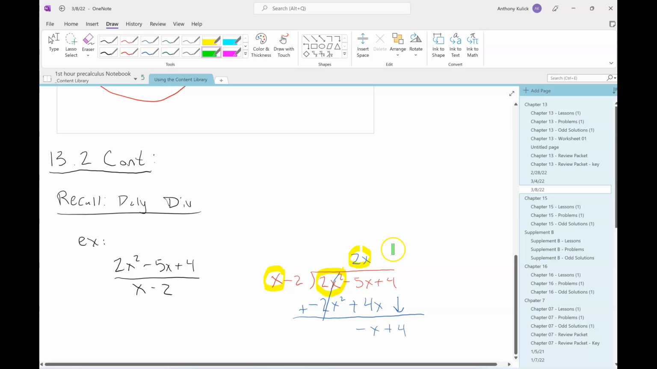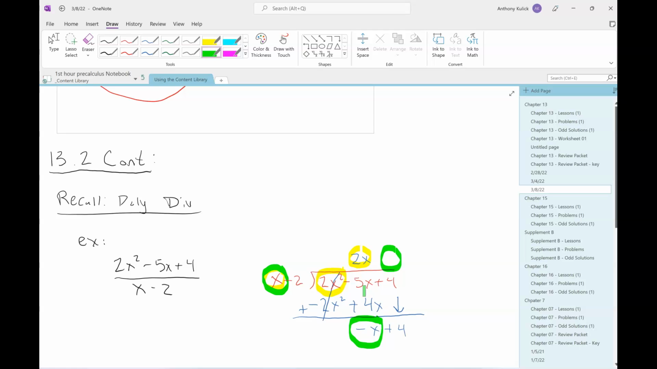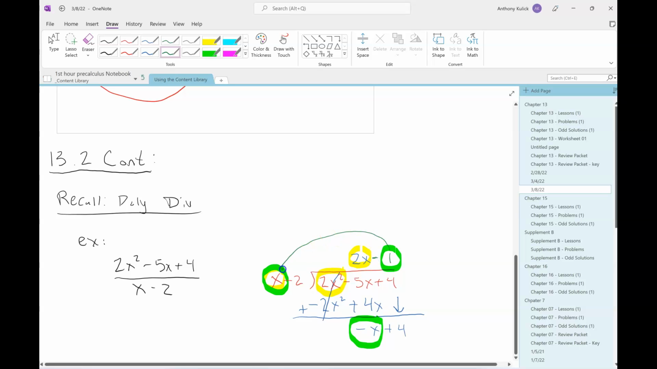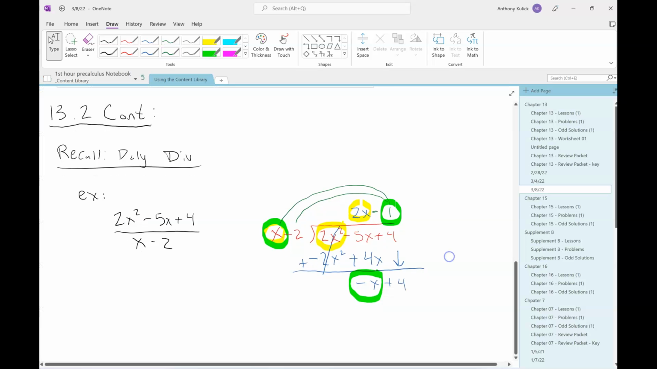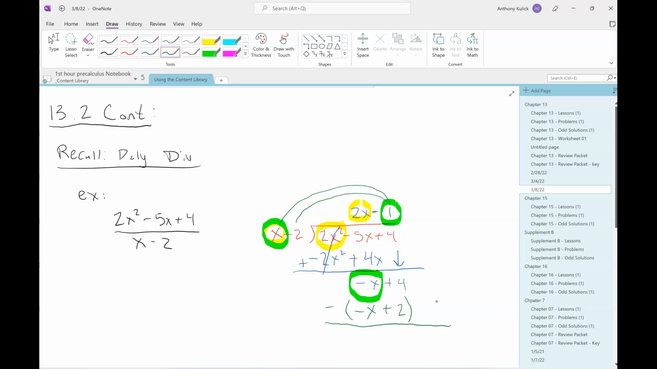And then I repeat. I say, okay, what times the leading coefficient of the divisor gives me the new leading coefficient of the dividend? How about negative 1? Right? So negative 1 times x gives me negative x. So I'll go ahead and multiply that negative 1 to the entire divisor. I'll write that underneath my current dividend and then subtract down.